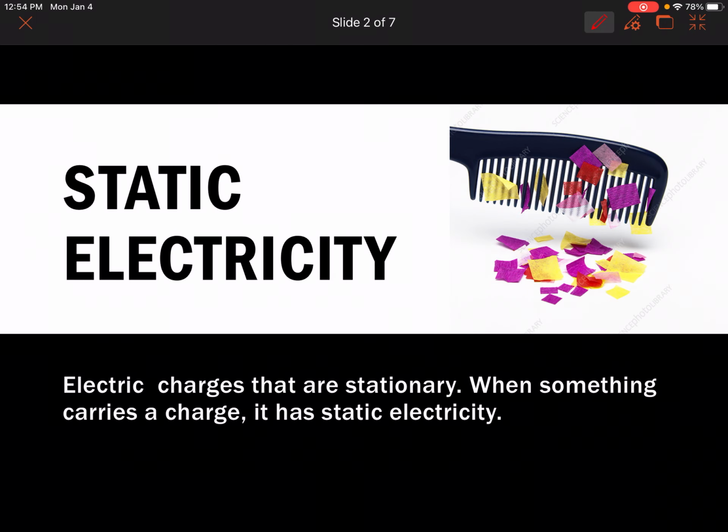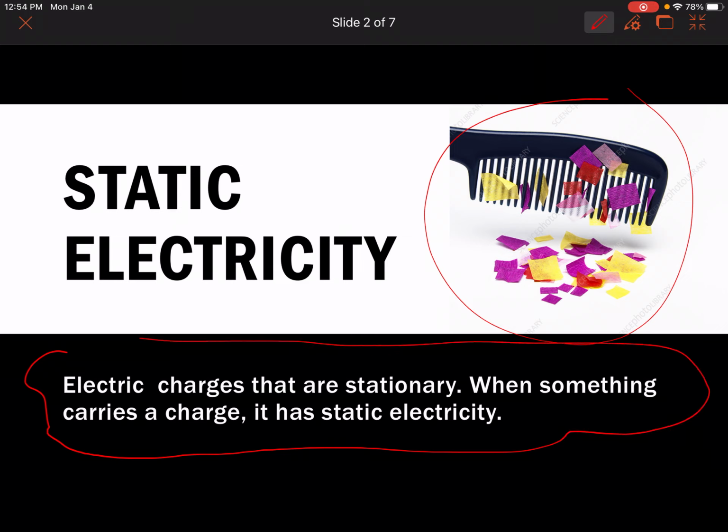Okay, so first off, static electricity. Now you would have done, hopefully you were able to do that little demo that was in your textbook there with the comb. So static electricity, we all have experiences with static electricity. And what they are is electric charges that are stationary. So this is what you need to write down in your notes there. Electric charges that are stationary. So stationary means they don't move. And so when something carries a charge, it has static electricity.